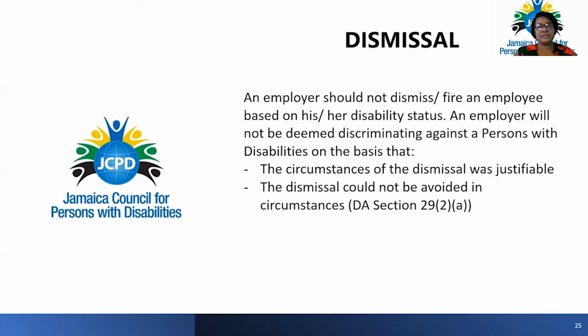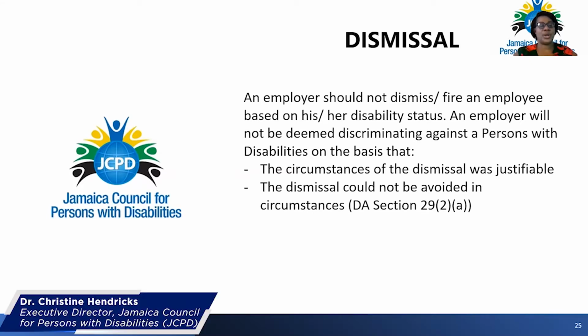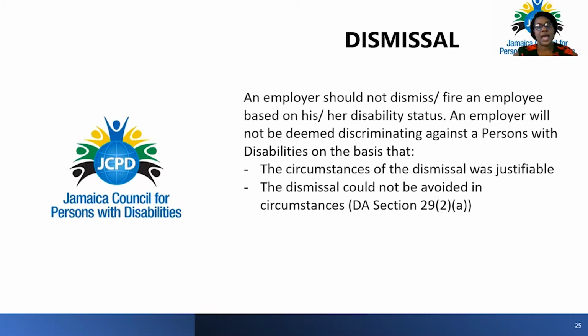In terms of dismissal, an employer should not dismiss or fire an employee based on his or her disability status. There are clauses that speak to areas where it could be deemed discrimination, but it is not discrimination. So an employer will not be deemed to be discriminating against a person with a disability on the basis that, one, the circumstance of the dismissal is justifiable, and the dismissal could not be avoided under the circumstances that would occur.